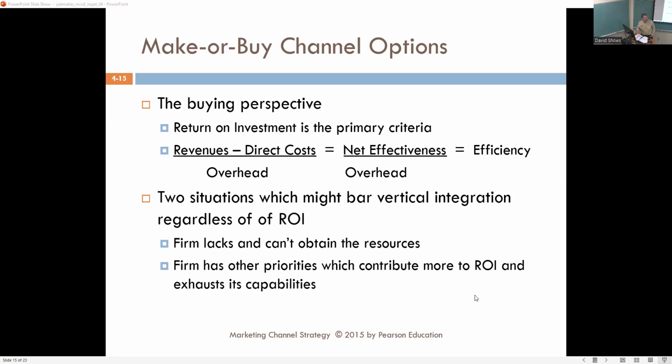Now, many times organizations, through no lack of their own effort, can't do it. And there are two things that bar integration, regardless of whether it would be a good investment. One is a firm lacks and can't obtain the resources.